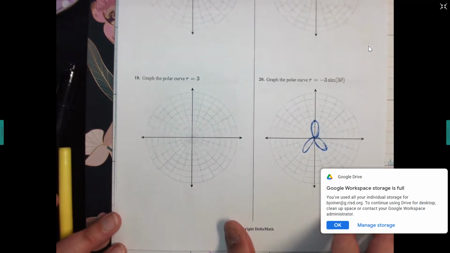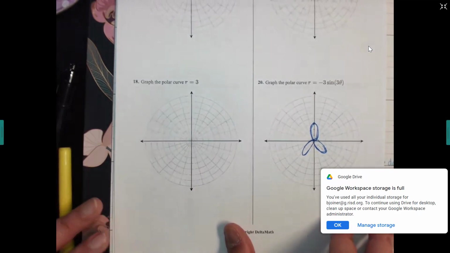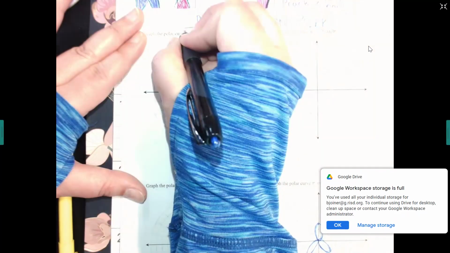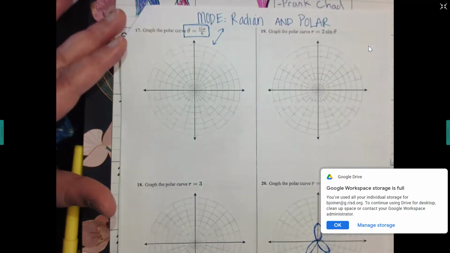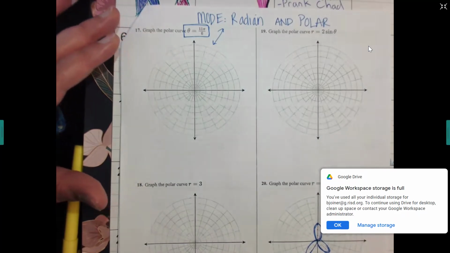Okay, now look at the rest of this page, and I want you to tell me which of these is not an R equals equation that I could just type into the calculator. So 20 is, which one's not? Okay, if it's theta equals, remember, you can't put it in the calculator. It's just going to be a straight line. Okay, and you have to make sure that your line goes through the correct angle on the circle.